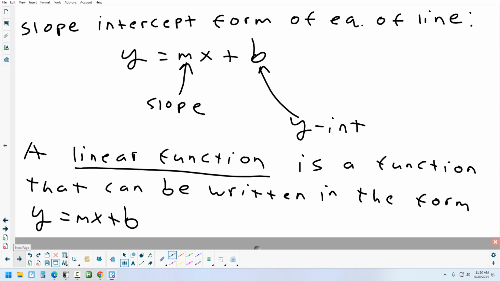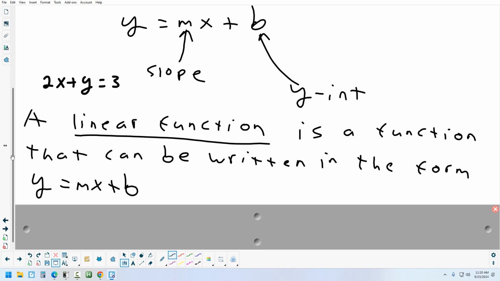So anything that can be written in the form y equals mx plus b is called a linear function. Even if it looks like this. No, that's not y equals mx plus b, but you could fix it so it is y equals negative 2x plus 3. So if you can rearrange it so it's y equals mx plus b, that is a linear function. That means when you draw it, it'll have some kind of line that's on a diagonal. Won't be vertical, won't be horizontal. Those are special cases.